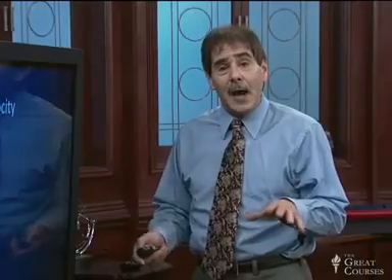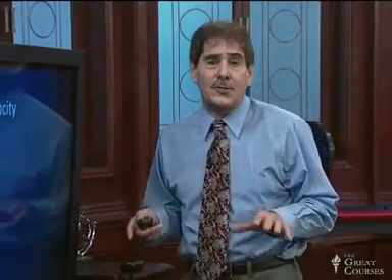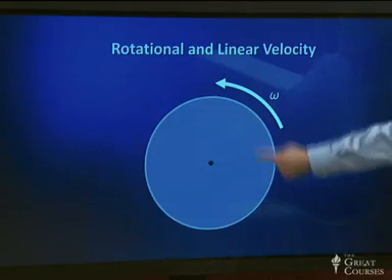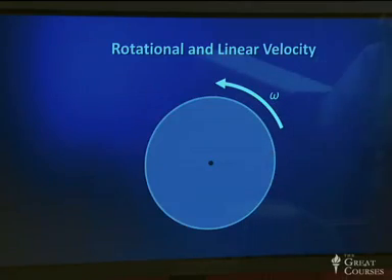Having said that, we can now make a relationship between rotational and linear velocity. Here is an object rotating with some angular velocity that I just introduced, which I'll call omega.